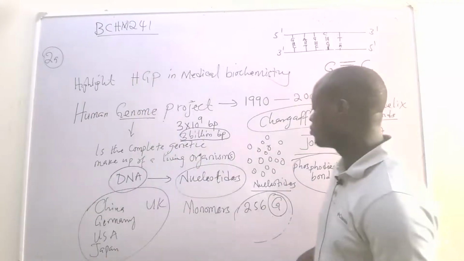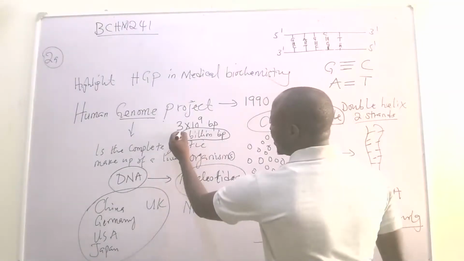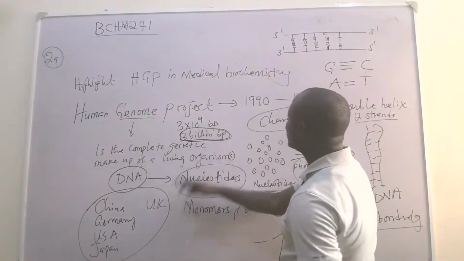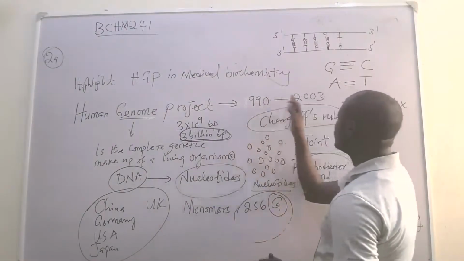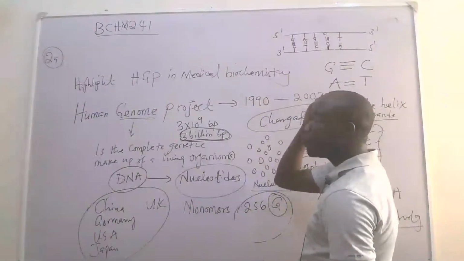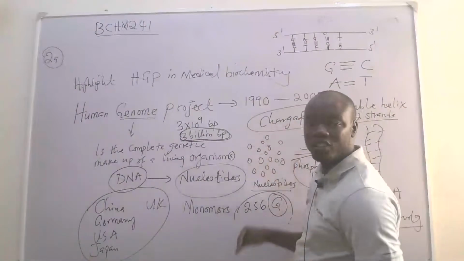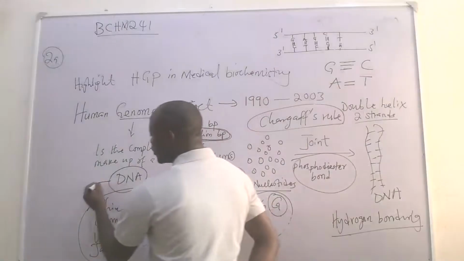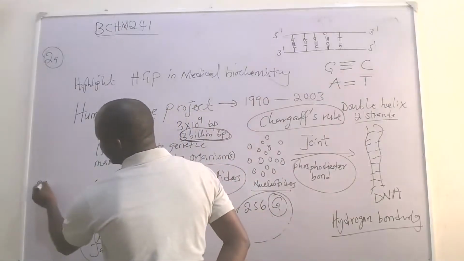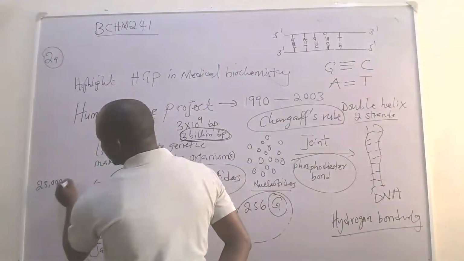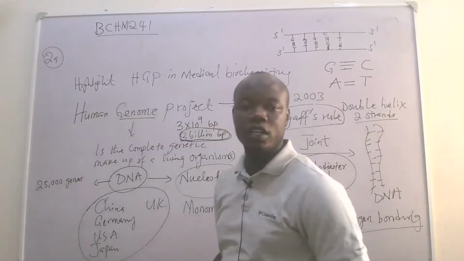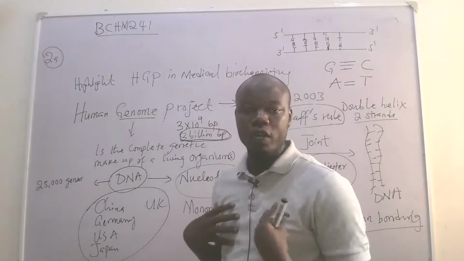So now, after this Human Genome Project conducted by scientists across 5 countries, started in 1990 to 2003, that is when the number of genes in humans was determined. In humans, there are about 25,000 genes. And these genes, ladies and gentlemen, are what actually make us the way we are.